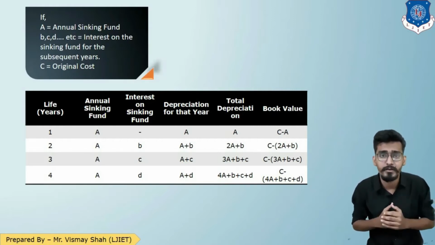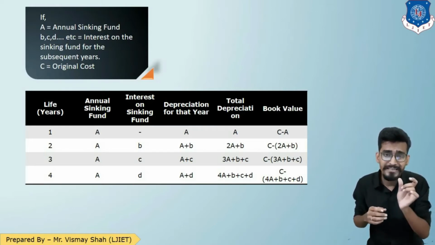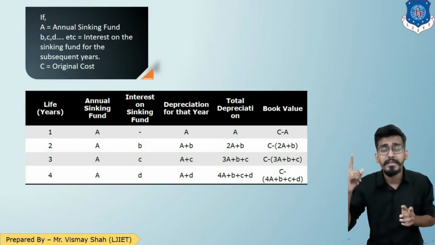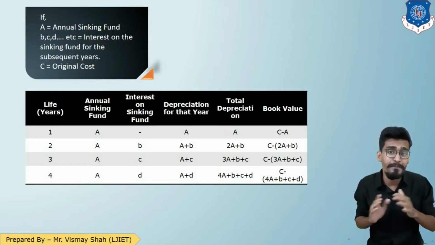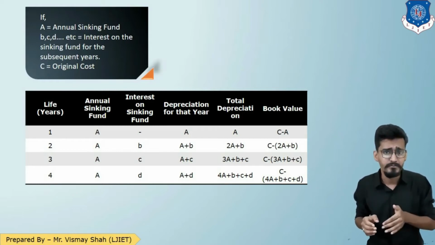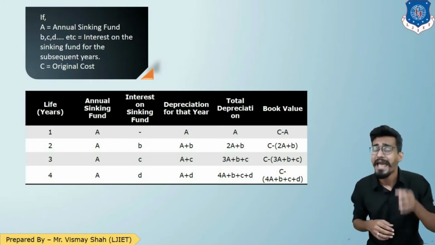Now again for the third year, there will be a sinking fund capital A. Now the rate of interest will be small c. So for that individual year, the depreciation will be A plus c. In the last year, total depreciation was 2A plus b. Current year's depreciation is A plus c. So the total will be 3A plus b plus c. So the book value will be C minus (3A plus b plus c). And so on.